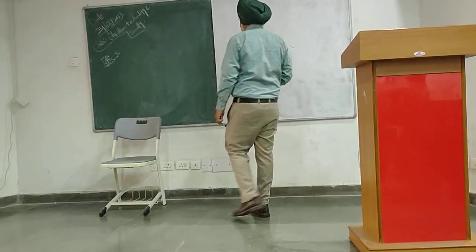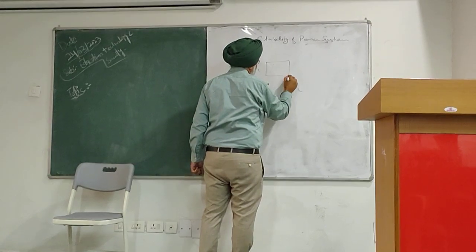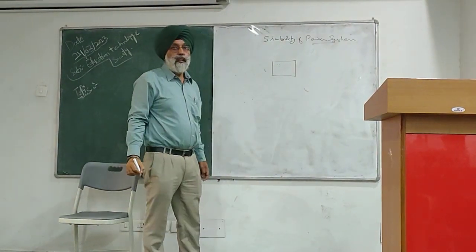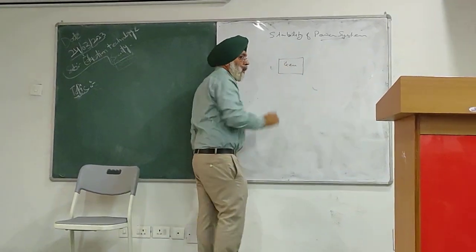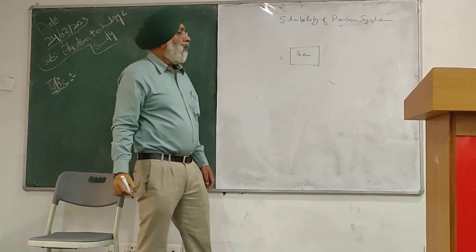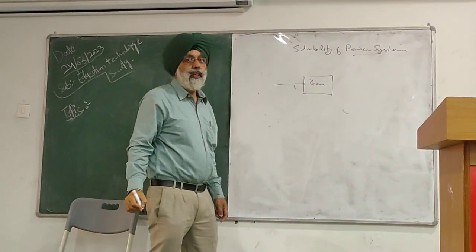Let's start with the next chapter. The main brain of the power system is the generator. So the generator is producing the electrical power. In the case of a generator, we give the generator a mechanical input.